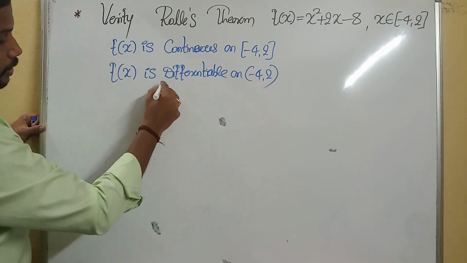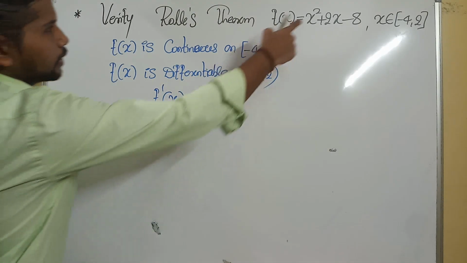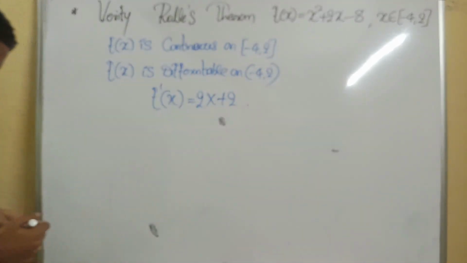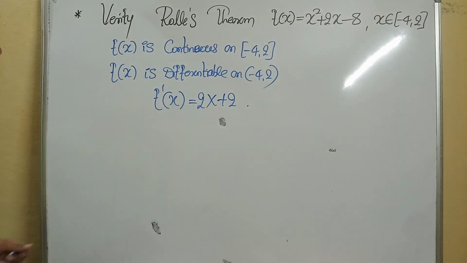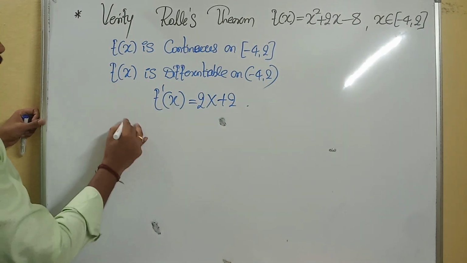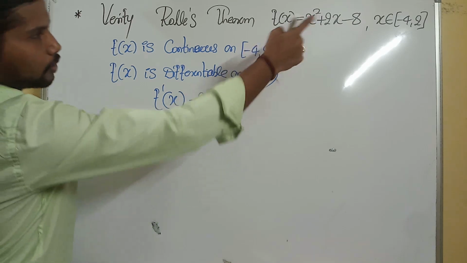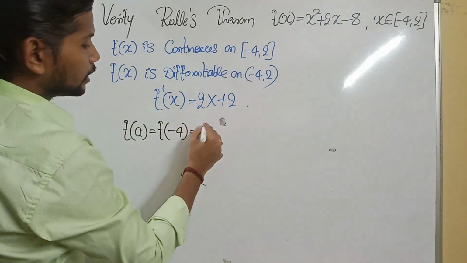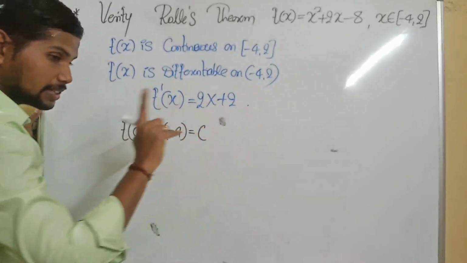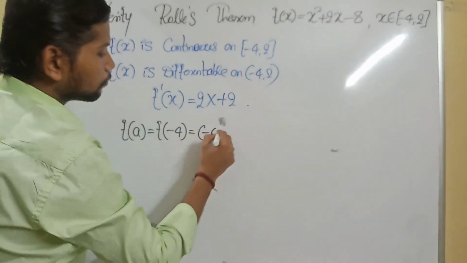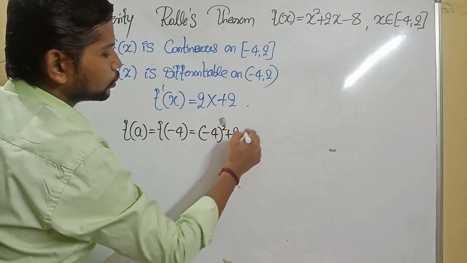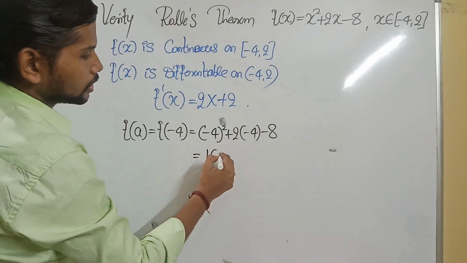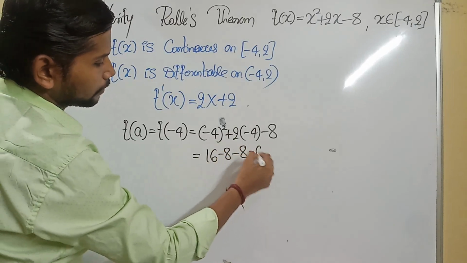After that I need to write f dash of x, its derivative. X square derivative is 2x, 2x derivative will be 2. Got it? After this I need to check f of a and f of b. What is f of a? F of a will be the lower limit, f of minus 4. What is f of minus 4? I need to substitute in the given function, not in the derivative. Minus 4 square plus 2 into minus 4 minus 8. It will be 16 minus 8 minus 8. I got the value 0.